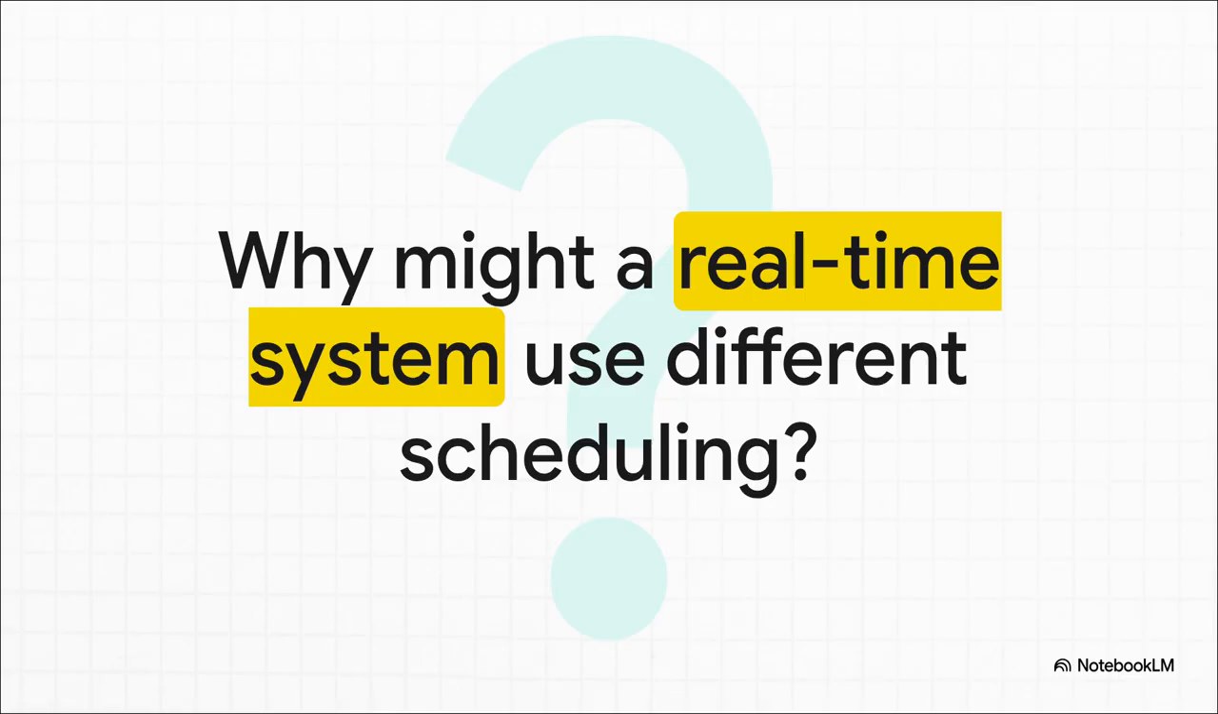So, I'm going to leave you with this provocative thought from our source material to ponder. We just looked at standard, everyday devices. But why might a real-time system, say the computer flying a commercial airplane, or the one managing a medical life support machine, choose entirely different scheduling priorities from your standard desktop OS? When the stakes are literally life and death, how does the invisible juggler change its rules? Think about that for a bit.